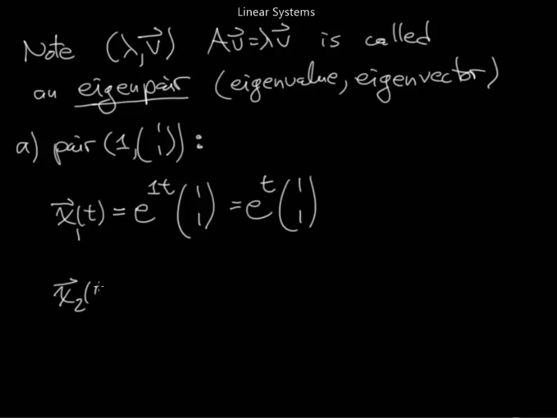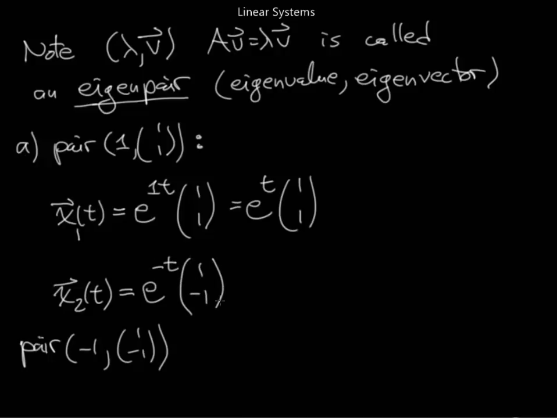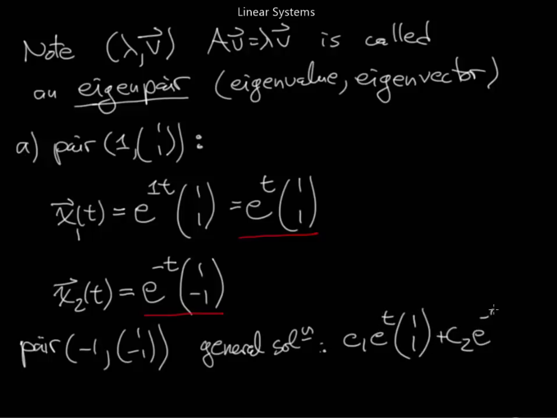And I'll call that x1, and then I have another coming from the other pair. This is from the eigenpair minus 1 and the vector (1, -1). From this pair, I'm getting e to the minus t times the vector (1, -1). So that's two solutions to this equation, and it's easy to see that it's a fundamental set of solutions. Therefore, the general solution to this equation is just a linear combination of them, c1 e to the t times this vector plus c2 e to the minus t times this other vector.